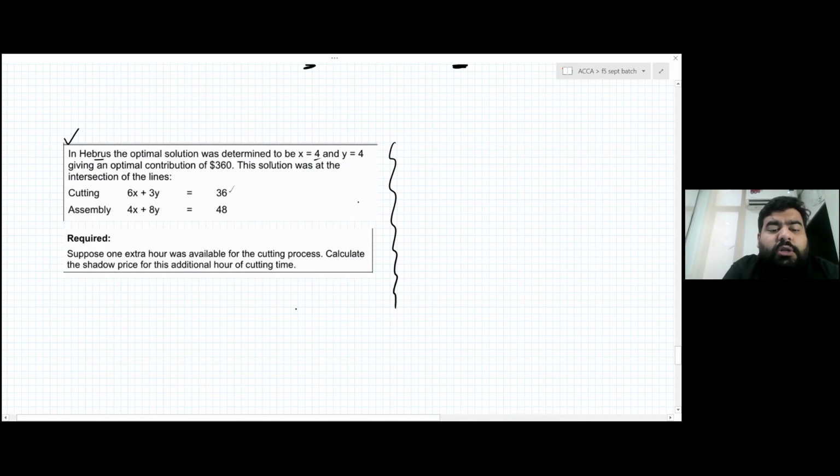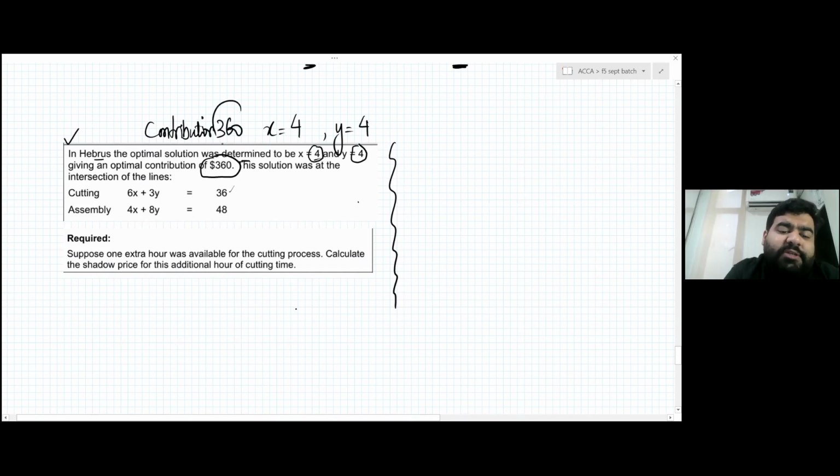The optimal solution was determined to be x is equal to 4 and y is equal to 4. Basically, they have calculated the number of units: x will be made 4 and y will be made 4. Number of units that will be made for both will be 4, giving an optimal contribution of 360. When x is 4 and y is 4, you are already earning the contribution of 360.